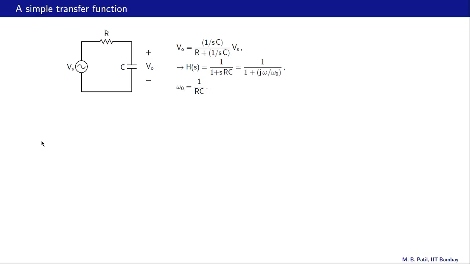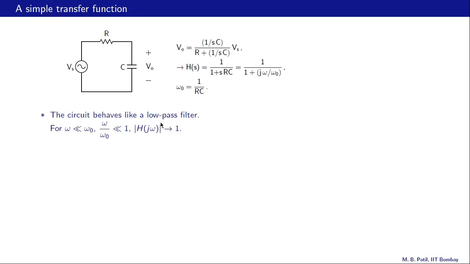Let us make a few comments about this transfer function. First, the circuit behaves like a low pass filter. What does it mean? That means it will pass input voltages with low frequencies without any attenuation or reduction in the magnitude, whereas high frequencies will get blocked. That means if the input voltage has a high frequency, it will appear attenuated or reduced at the output side.